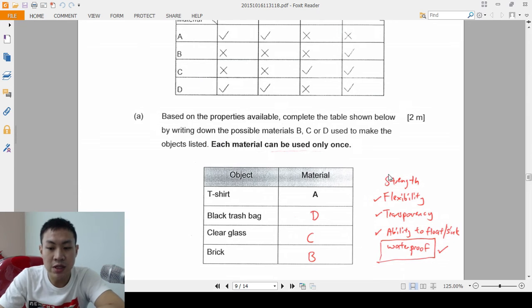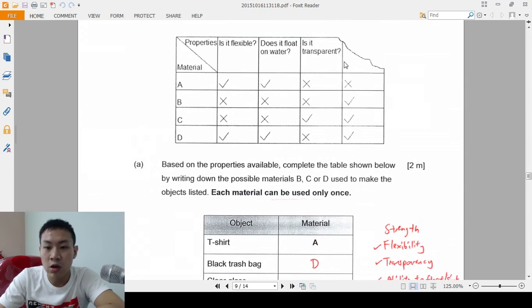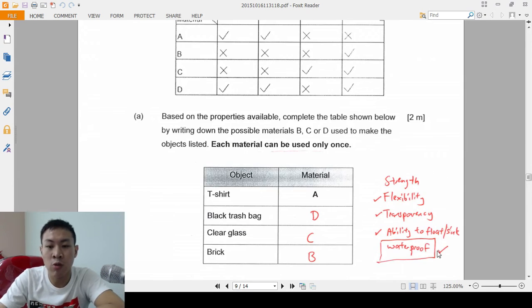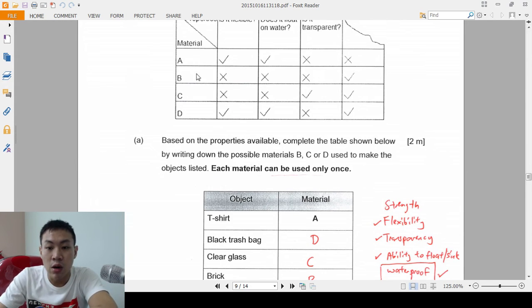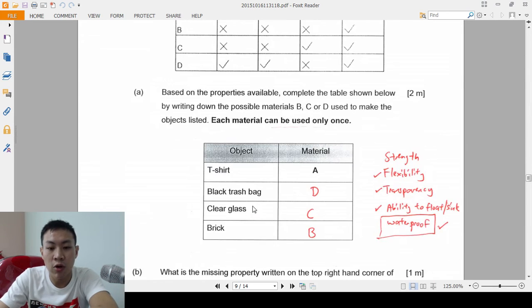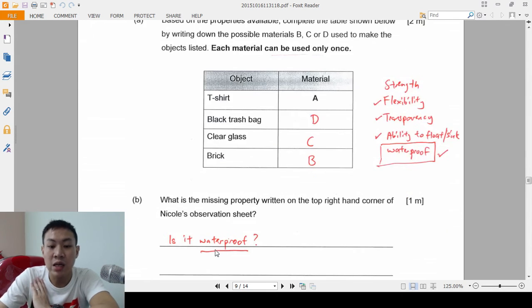Now we list down the properties that we know. In this diagram, we already had these three items: flexibility, transparency, and ability to float or sink in water. So now, the torn heading here, would it be about strength or about being waterproof? So let's look at B. If it's about strength, yes, that's true. But what about clear glass? Would clear glass be strong? No, it's unlikely to be. So therefore, I eliminate the possibility of the answer being strength. It should be, is it waterproof? Okay, so it's about whether it's waterproof.